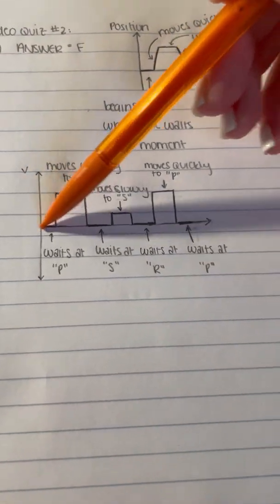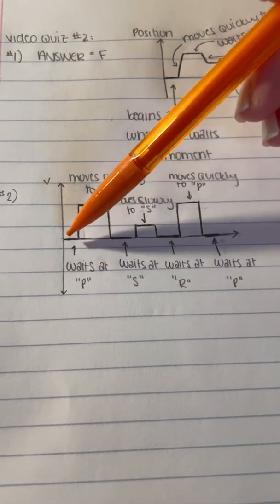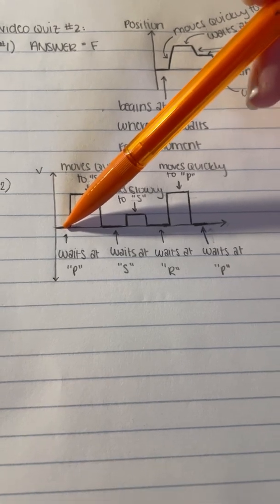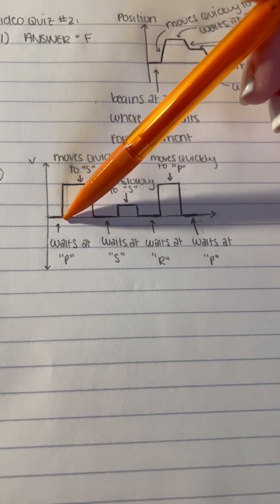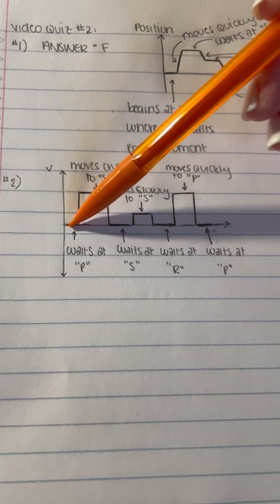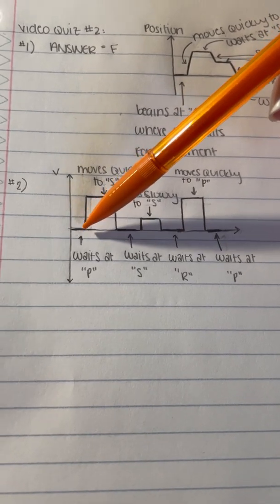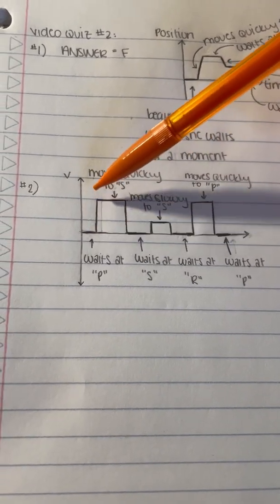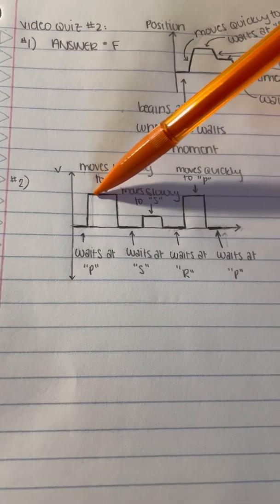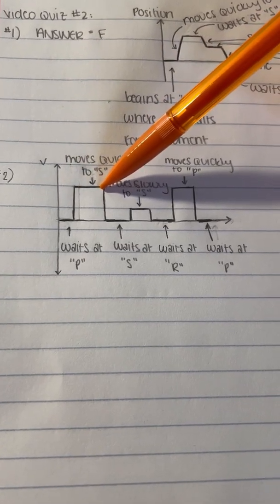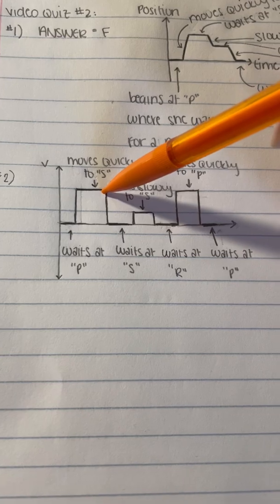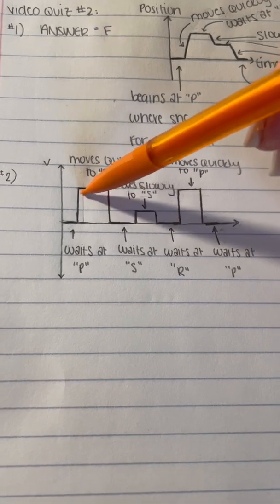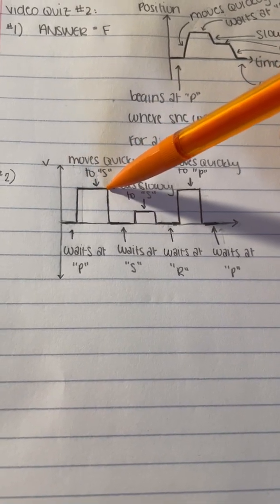So here, in the beginning, again, she starts at P, and she's waiting. So she has a velocity of 0, and she's not moving anywhere, she's not accelerating or decelerating or anything like that. She then moves quickly to S, so since she's moving quickly, that means she's moving much faster than a slow pace or medium-sized pace, so the velocity would be much higher.